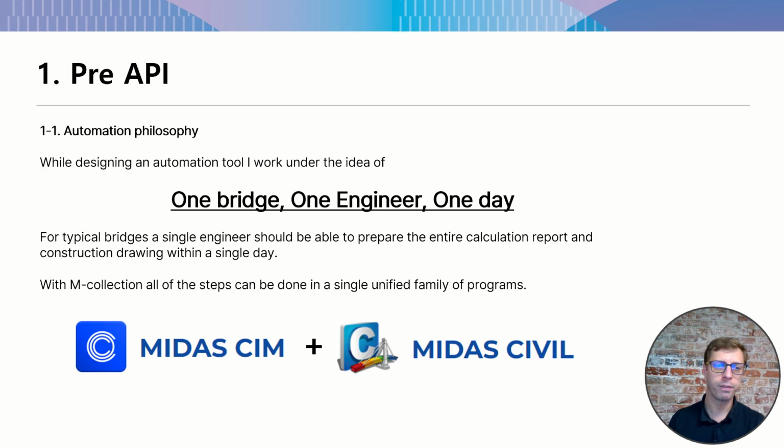So basically, my philosophy with automation is that you should be able to do one bridge, one engineer, one day. This is of course for standard typical bridges. So typical overpasses, underpasses, culverts, PSC beam bridges, various types of standard bridges. Essentially, if you have more than a couple of bridges, standardization should be possible. Standardization and automation. So for typical bridges, this is more than enough.